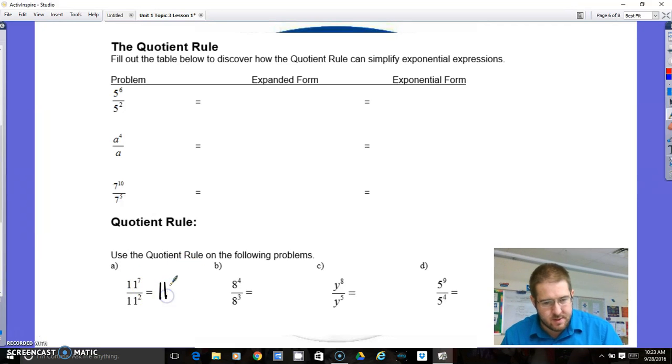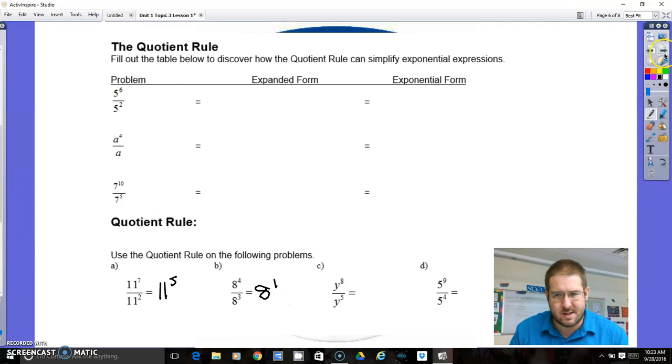If you add when it's multiplied, then you're going to subtract when it's divided. So the answer here is 11 to the fifth. 7 minus 2 makes 5. This would be 8 to the first, or just 8, same thing.